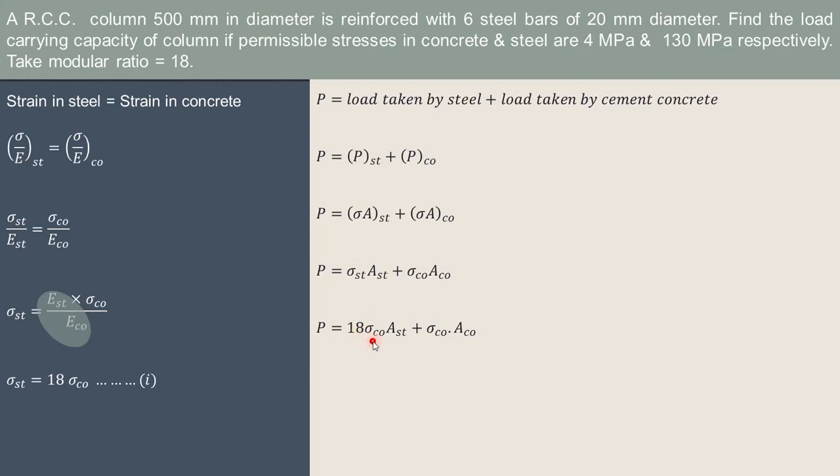Now this sigma CO is common from both these terms. So it is sigma CO into 18 AST plus ACO. So substitute all those values, because sigma CO, AST, ACO and 18, they are all known to us. So we'll get the value of total load that is taken by the given particular column. So it is 913.57 into 10 raised to 3 Newton.